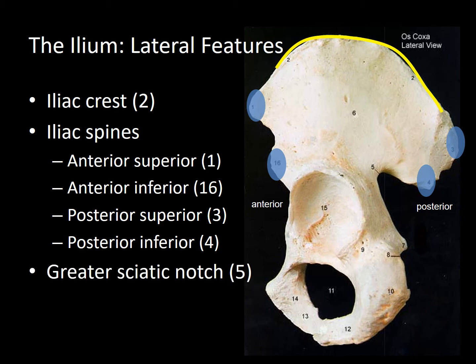But also something that you've probably all heard of is the greater sciatic notch here. Your sciatic nerve runs through this notch, so it's important for a variety of reasons, but it's also one feature that we use when we're trying to sex the skeleton. The wider the notch, the more likely it is that the pelvis is from a bio female.